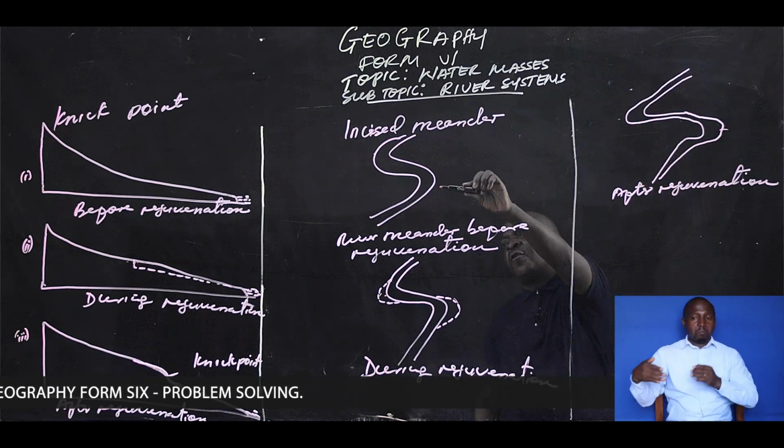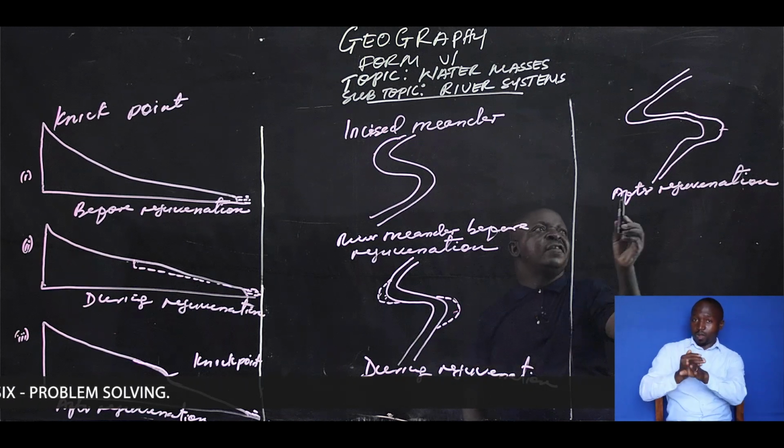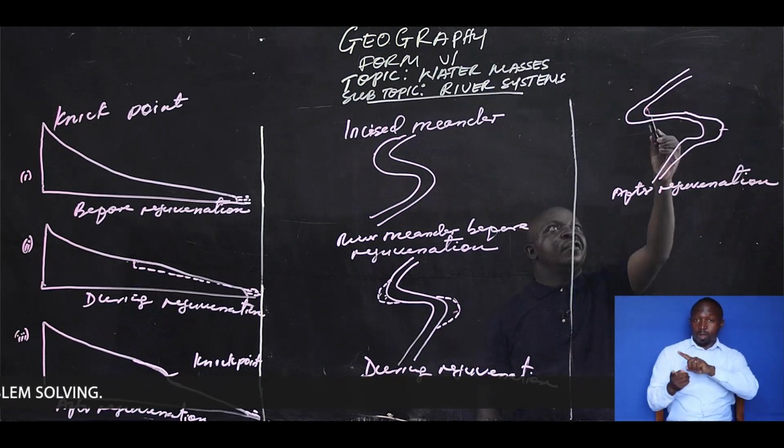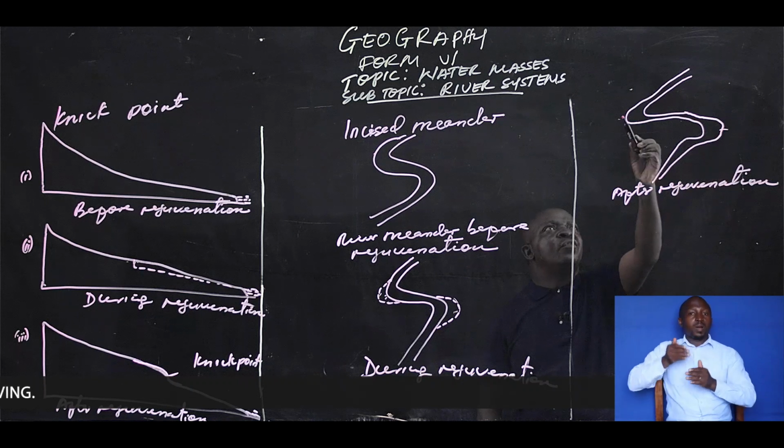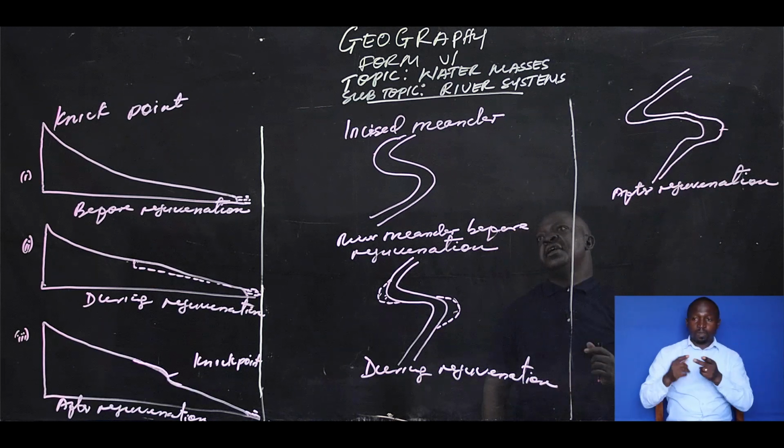So this is before, during river rejuvenation. This is after river rejuvenation. The sides have been cut, so this is what we used to say incised meander.